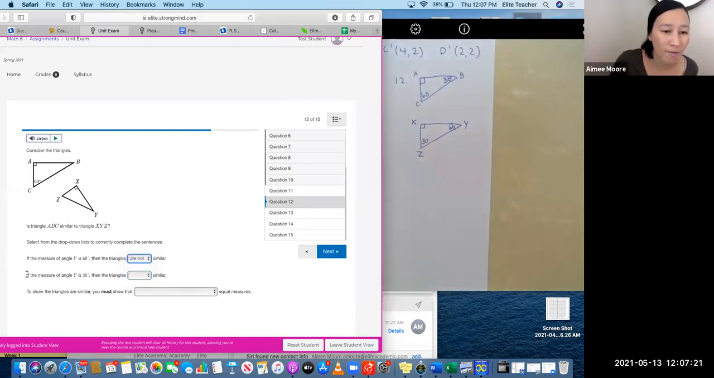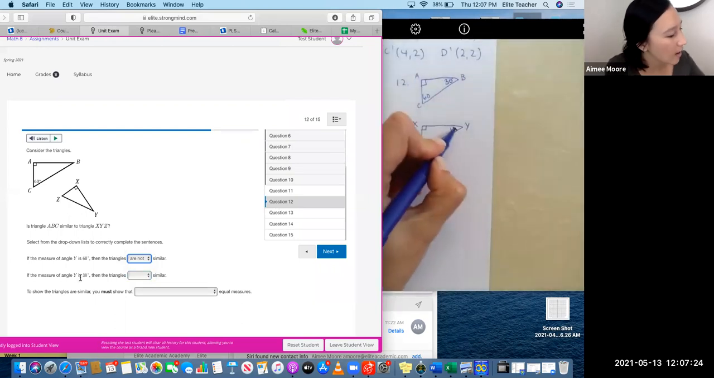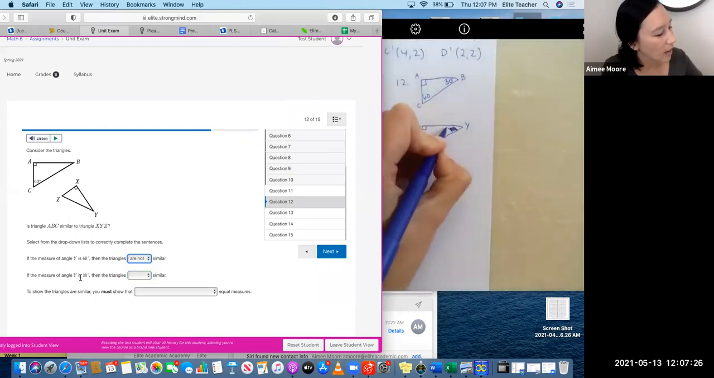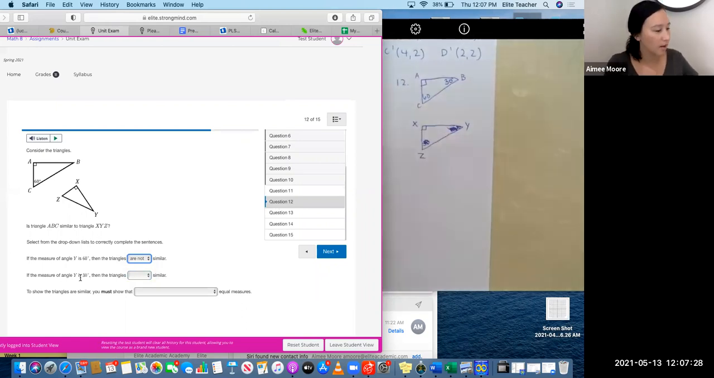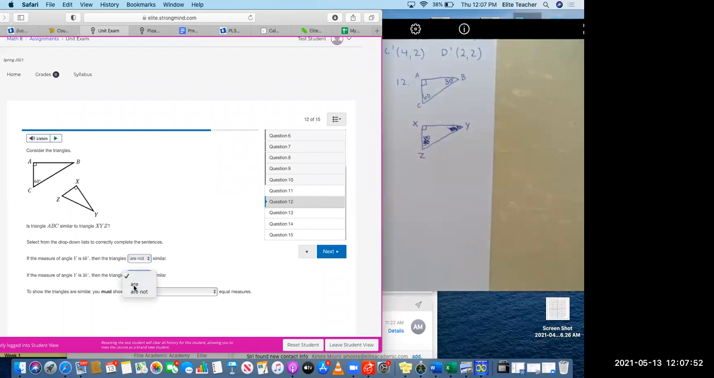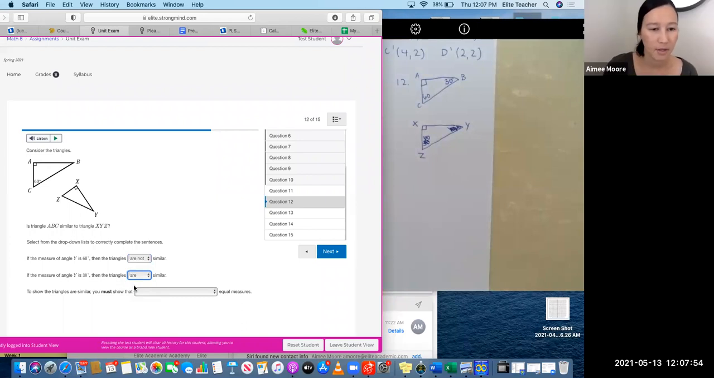Okay, now if the measure of angle Y is 30, so now if this one's 30, then we know that this one's 60, right? Now, would these be similar? Are all of these corresponding angles equal? Well, we have 90 and 90, 60, which corresponds to Z, which is also 60, and B is 30, which corresponds to Y, which is 30. Are these triangles similar? Yes, then the triangles are similar.